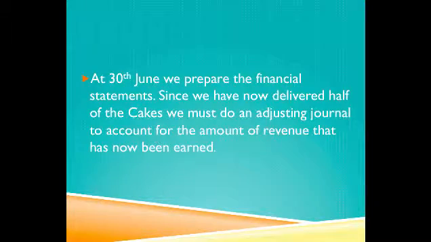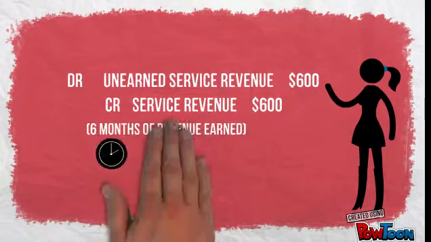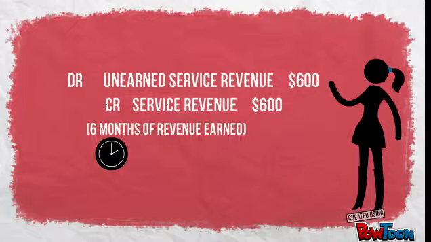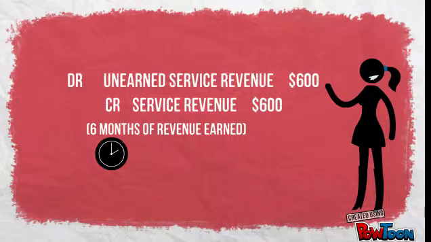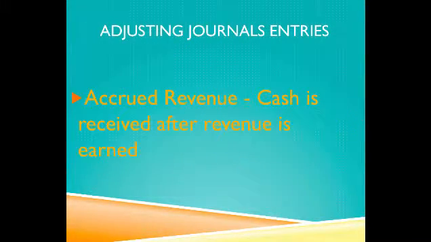If at 30 June we prepare the financial statement, since we have now delivered half of the cakes, we must do an adjusting journal to account for the amount of revenue that has now been earned. We would debit unearned service revenue $600 and credit service revenue $600 in order to account for the 6 months of revenue earned.